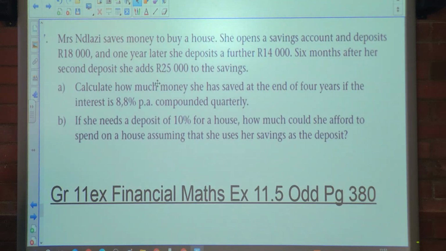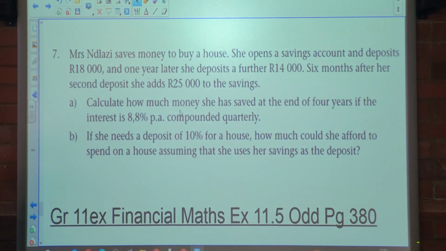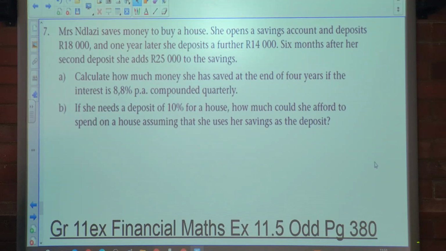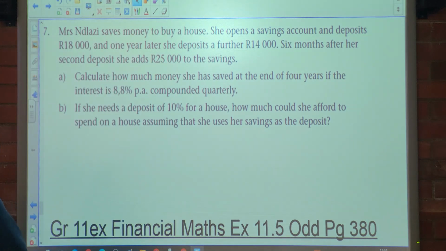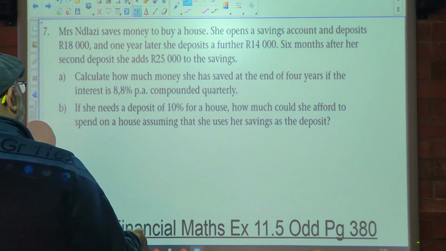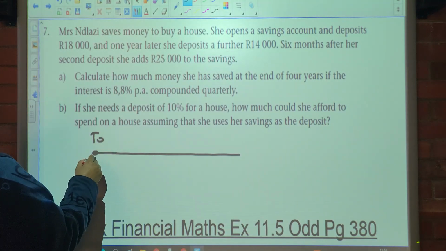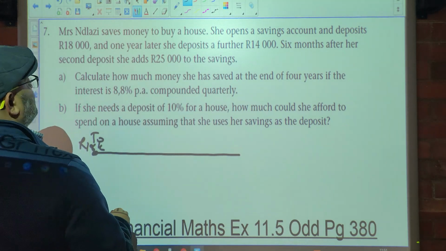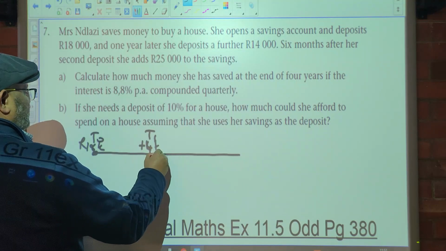Question 7. Here we are told that Mrs. Ndlazi, is that correct? Saves money to buy a house. She opens a savings account and deposits 18,000. Okay? Timeline. At T0, she starts off by depositing 18,000. 1 year later, she deposits a further 14,000. So it's plus 14k.